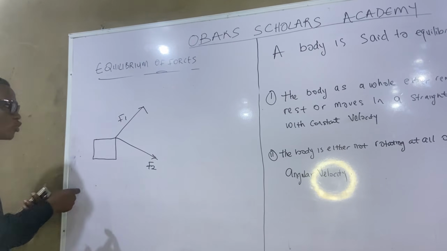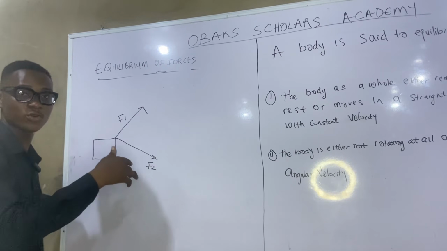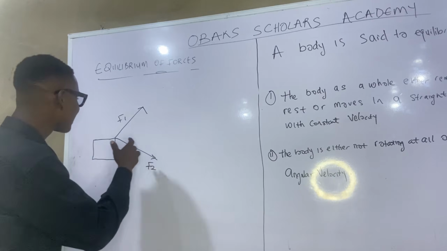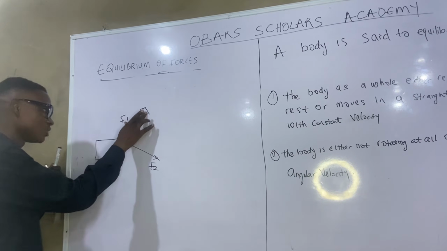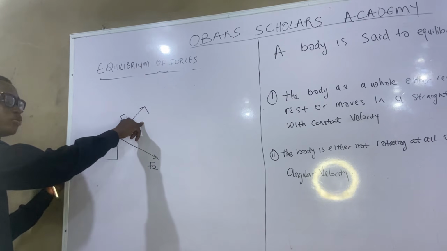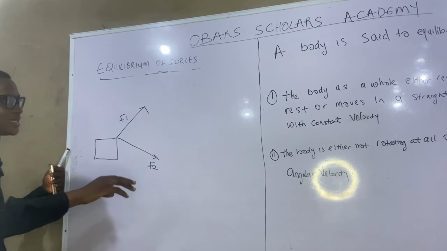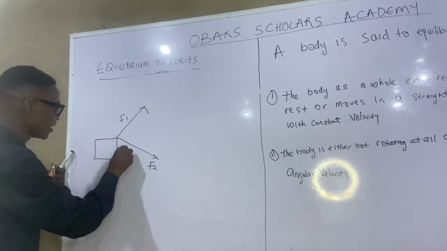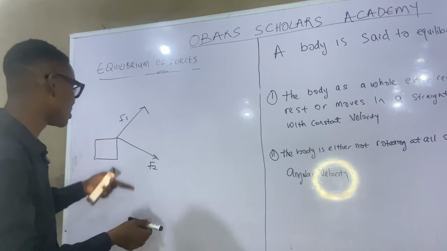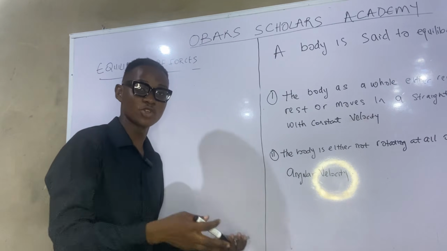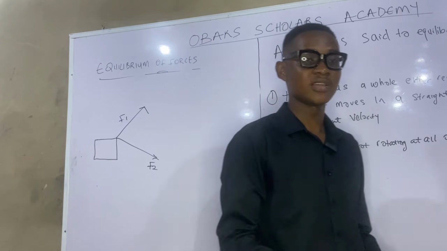Now, if you want to look for the total force or the net force acting on this block, remember, this force is acting on this block in this direction. Let's say someone is pulling this block in this direction and another person is pulling it in this direction. If you look for the sum total of the force acting on this body, you will have to get the resultant force.